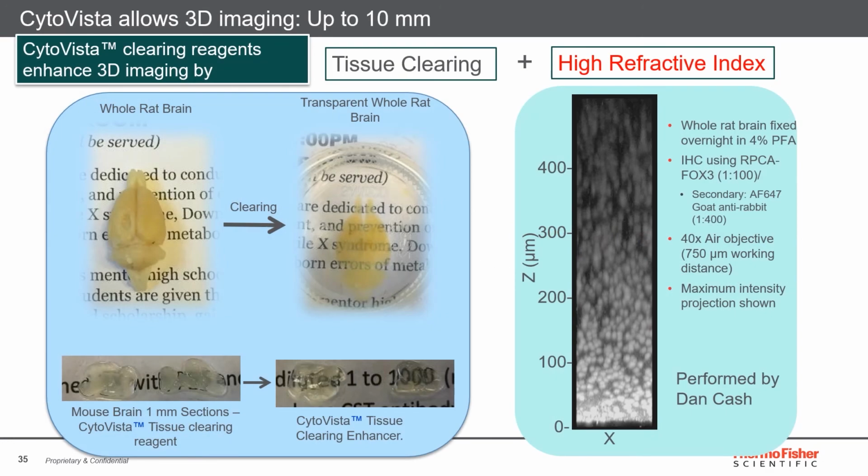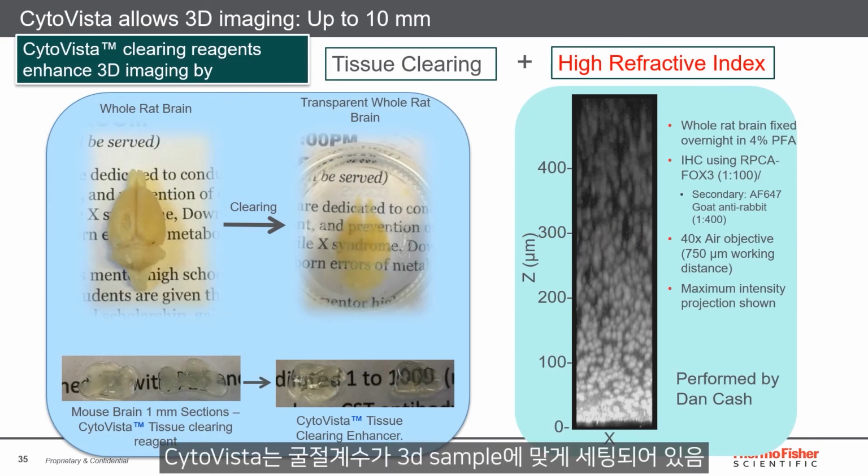We have a clearing solution named CytoVista. The refractive index of CytoVista is adjusted to protein or tissue. Therefore, you can receive a clear fluorescence image. Then how can you use it? It is very easy. Just put the sample into the solution.